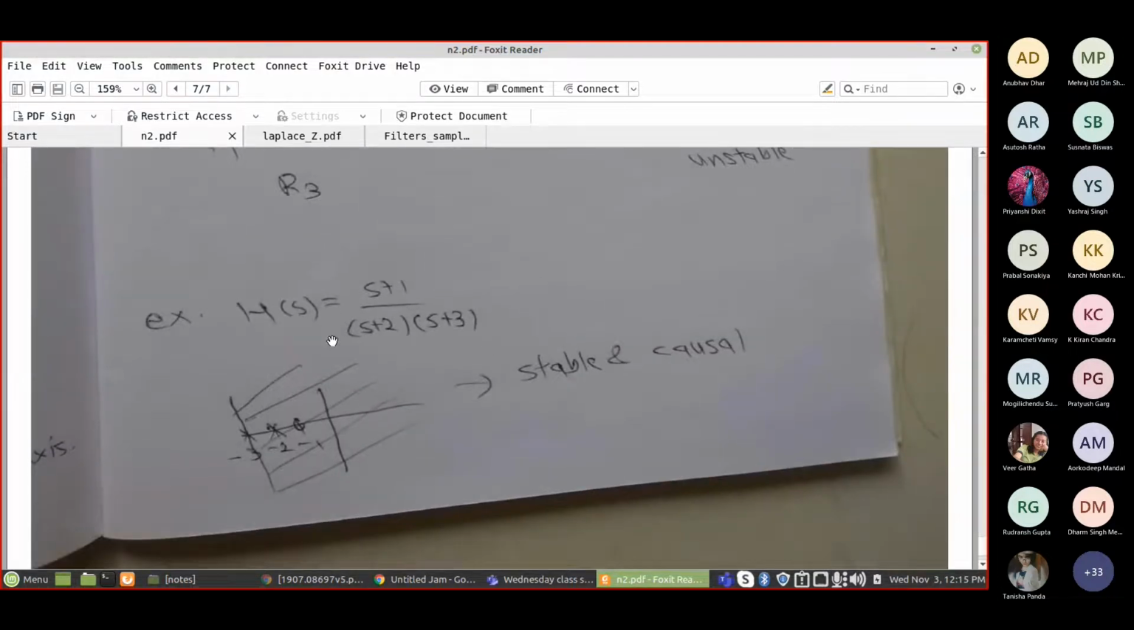Yeah, this is an example of a stable and causal impulse response. So this is the Laplace transform, and the ROC is of this kind. I'm sorry, this is wrong. It should be from -2, not from -3. There is a mistake here, so please do that correction. ROC starts from -2. So this is right-sided and it includes the j omega axis.